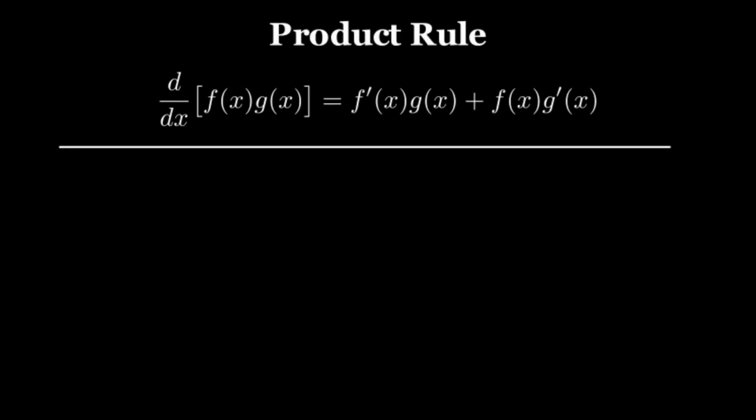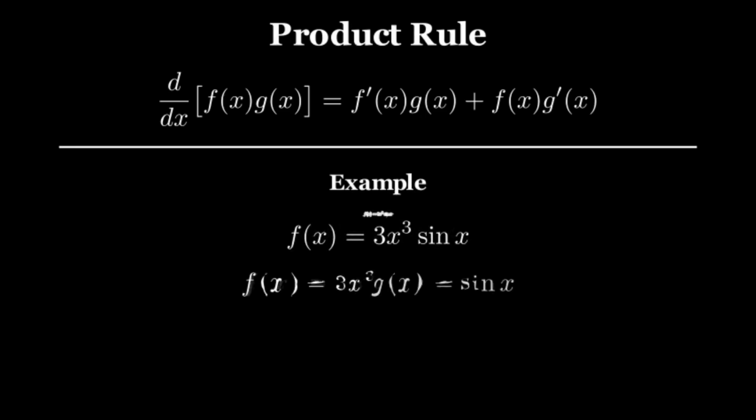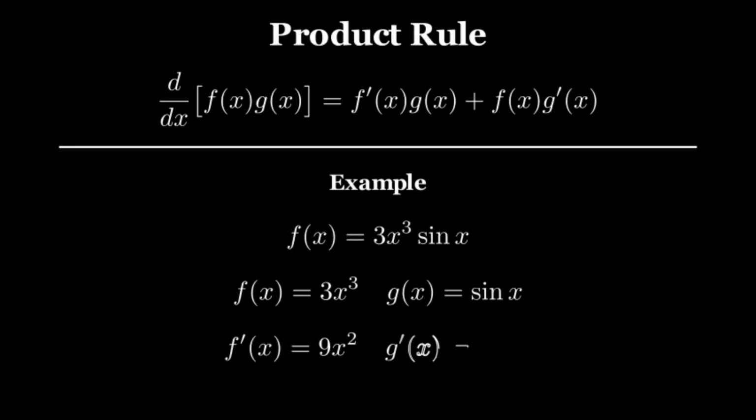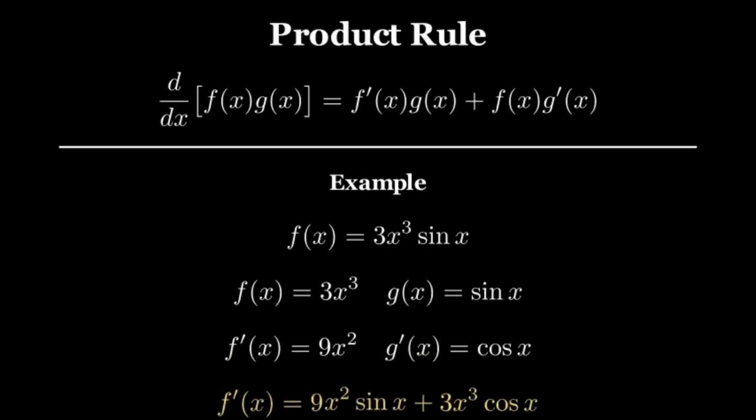Now here's the formula for the product rule. We have to find two functions inside, and in this example, it would be 3x cubed and x sine of x. Just apply the derivative and follow the formula.